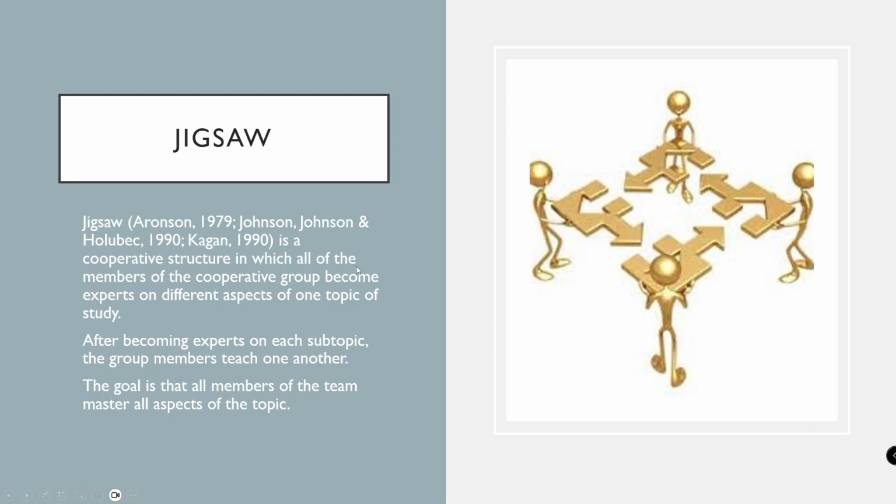Jigsaw is a cooperative structure in which all members of the cooperative group become experts in different aspects of a topical study. So, we might say, for example, we've got a group that's studying the universe, and person 1 is doing one planet, person 2 is doing the next planet, and so on. So essentially, everyone in a group is becoming a master at one topic.